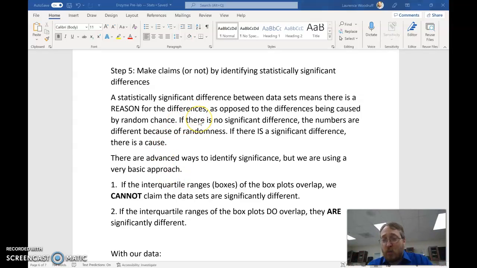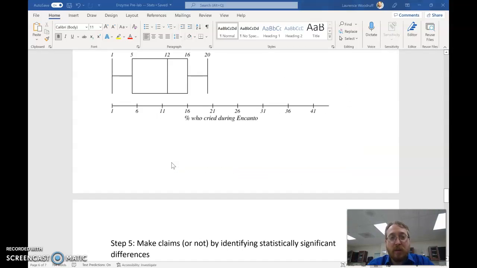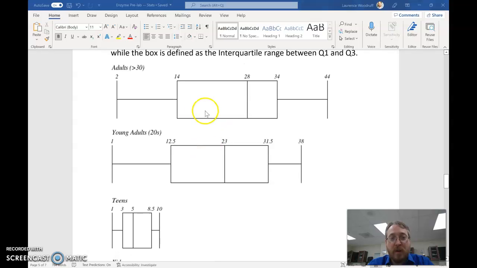So there are lots of ways to determine significance, and we are going to do a very basic one. We're just going to look for non-overlapping box plots, and we're going to start with adults. So let's take a look. Adults over 30. Does this box plot overlap with the young adults? Yes, it does. There's a lot of overlap between adults over 30 and young adults in their 20s. So we can't say that there's a difference. There's no difference between the amount of adults crying and young adults crying.